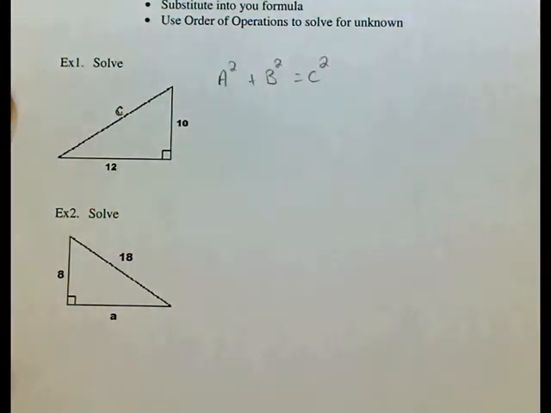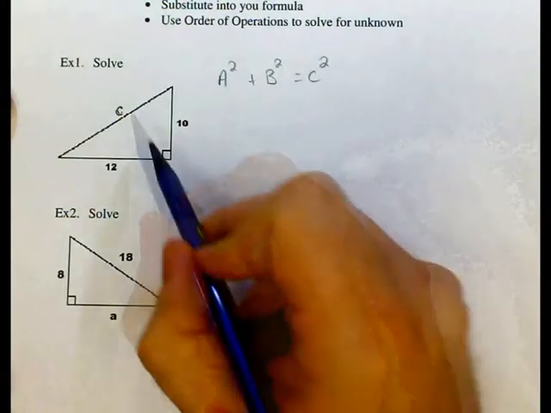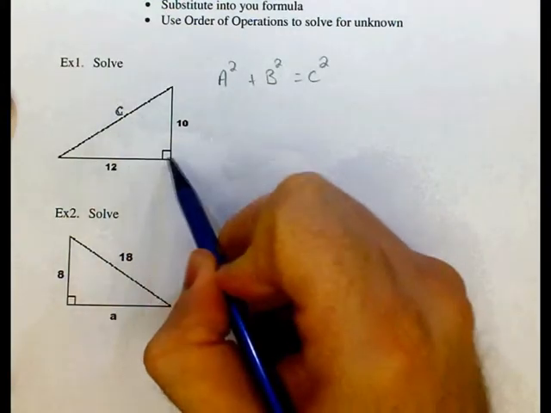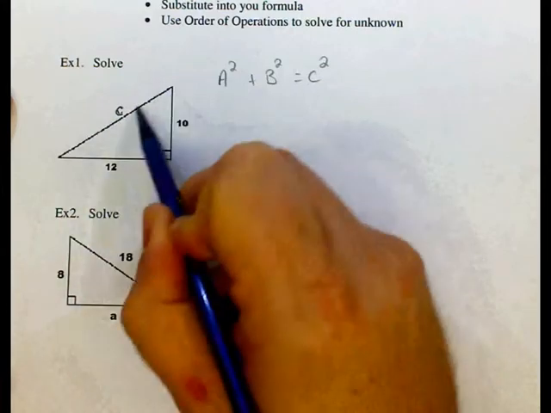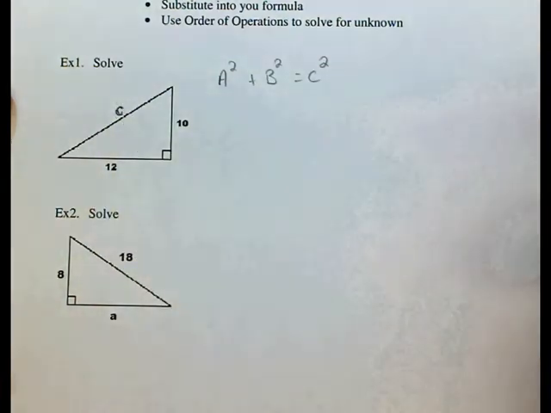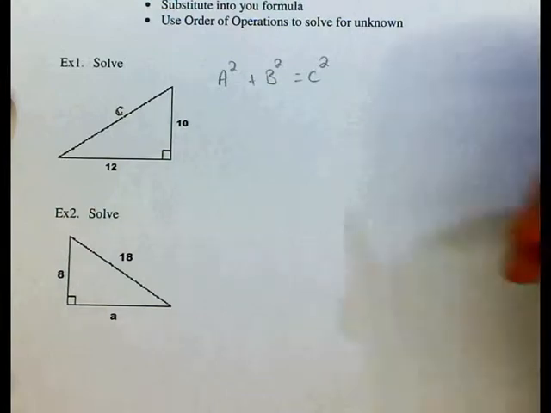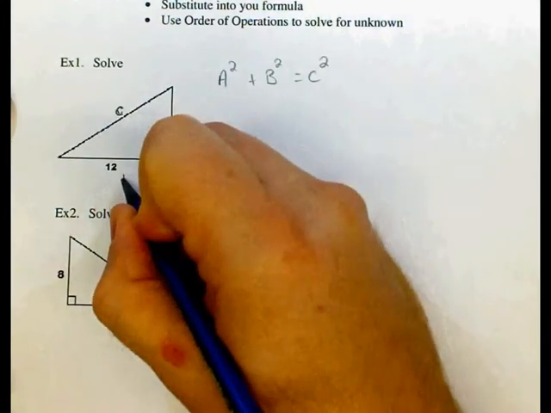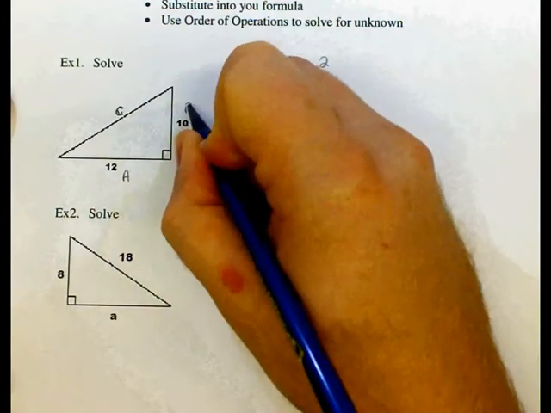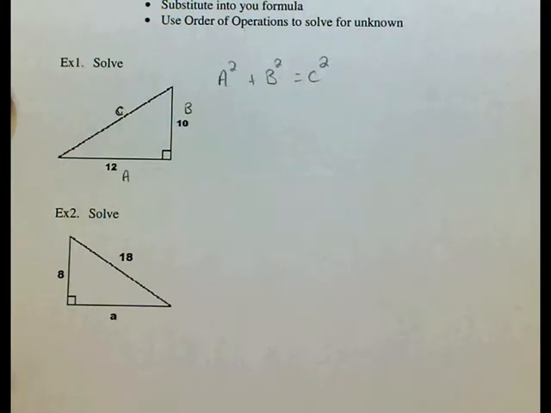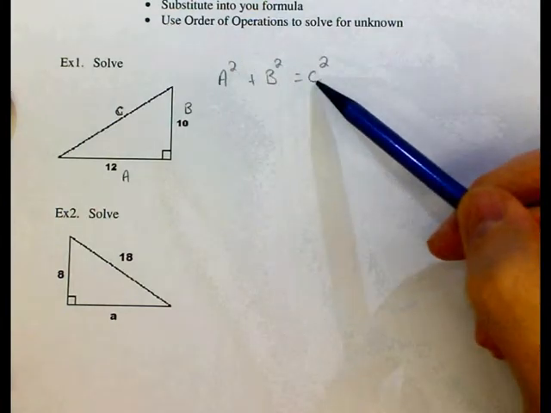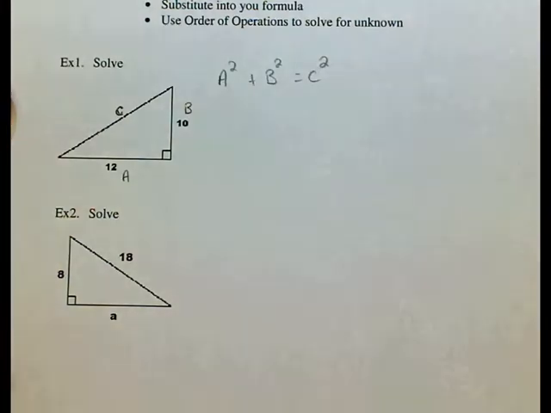So in our first triangle, we need to label it A, B, and C. Now side C is across from our 90. It's the longest side. So we're solving for C, already pre-labeled for us. We now have to do A and B. And again, it doesn't matter. I'll call this A, and I will call this B. So I've labeled my triangle A, B, and C. I know I'm solving for C, which is isolated by itself on the equal sign. So I'm looking pretty good.